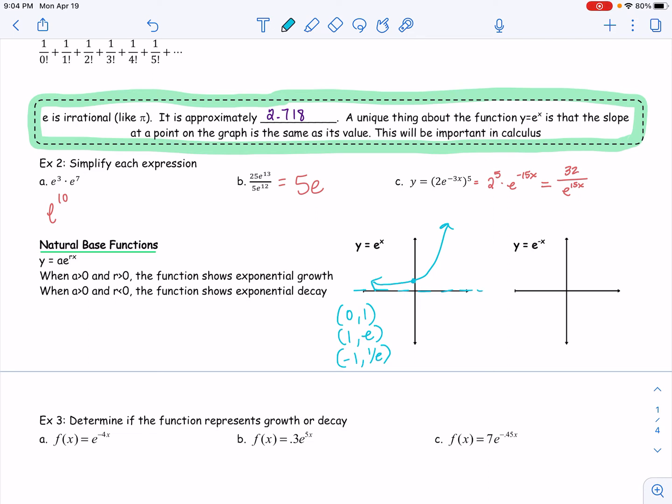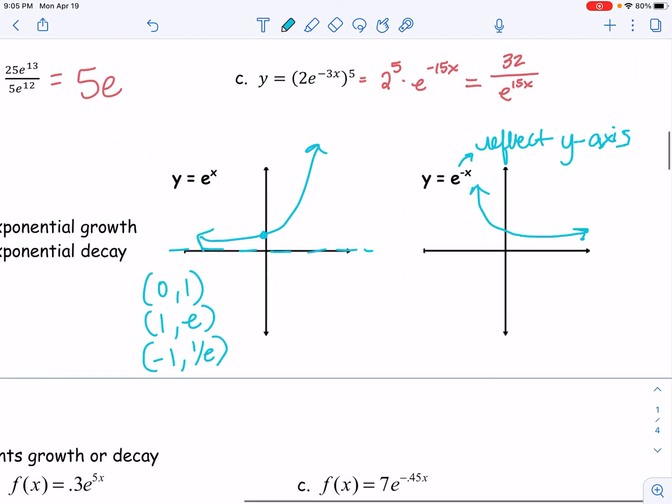In the second one, we have y is equal to e to the negative x. We actually already talked about what happens when your exponent is negative. That is a certain type of transformation, and that is a horizontal flip, which is a reflection over the y-axis. So if I take this model here and I reflect it over the y-axis, I'm going to get something that looks like this, right? And so obviously this is now showing something that looks like decay.